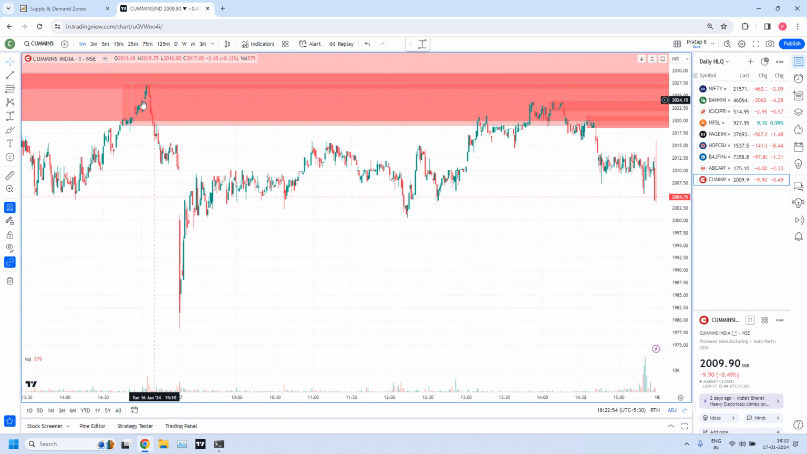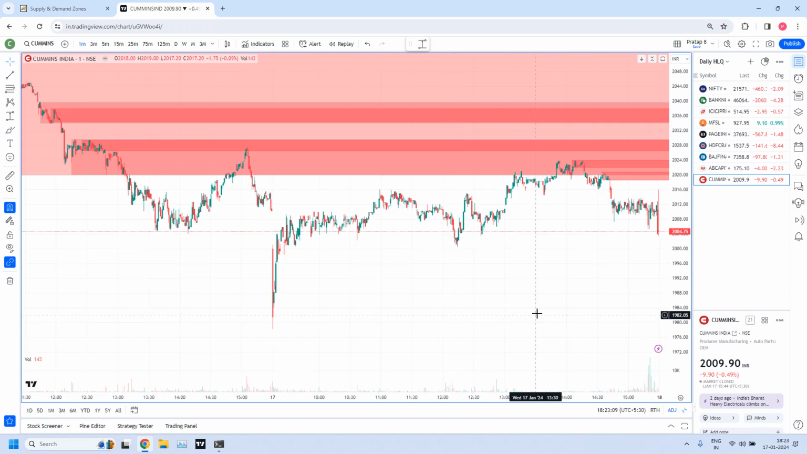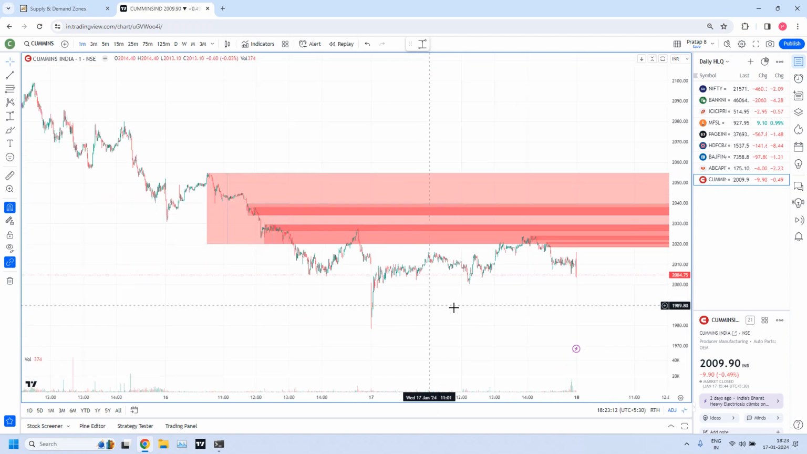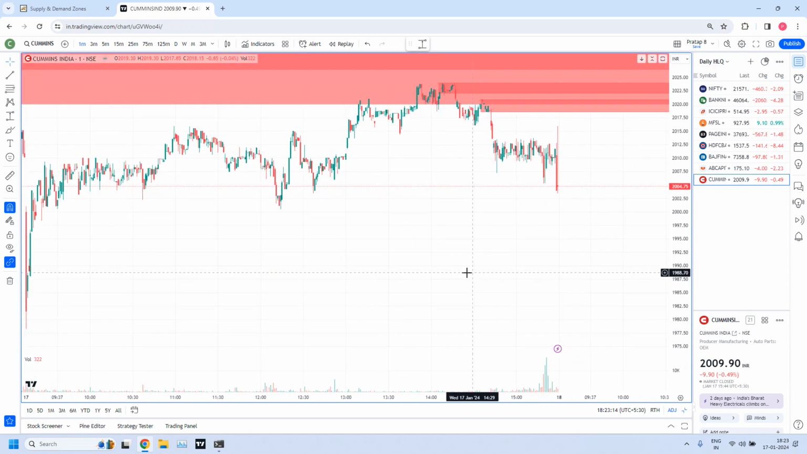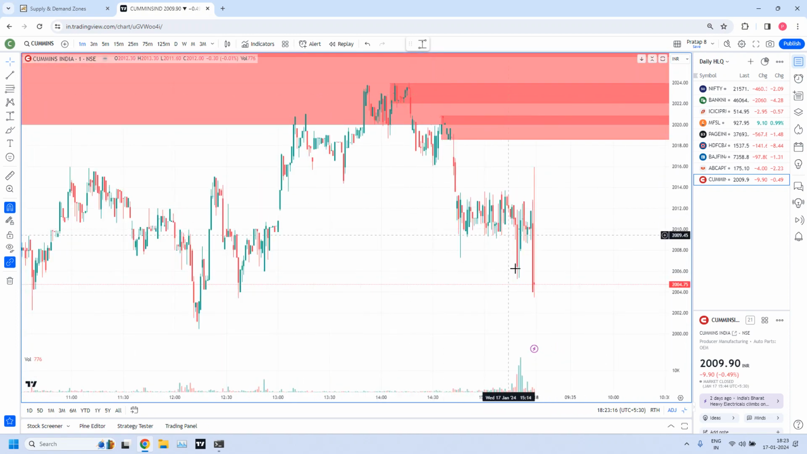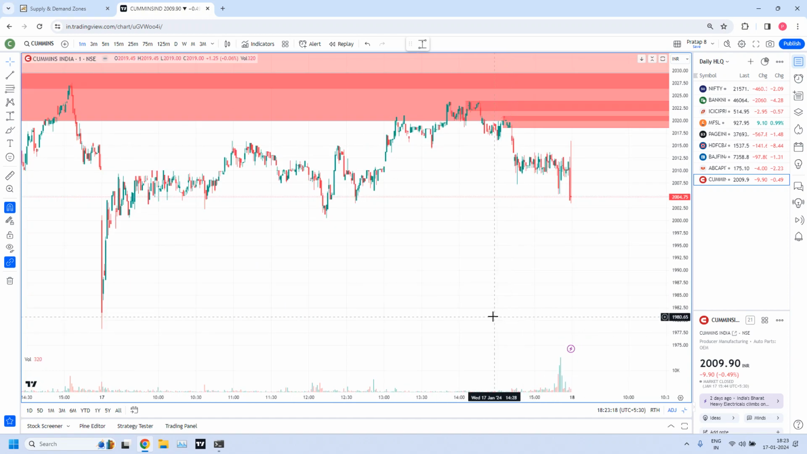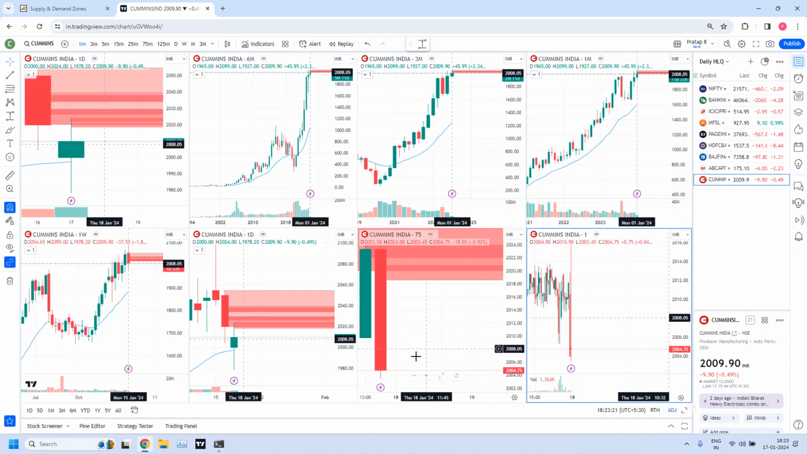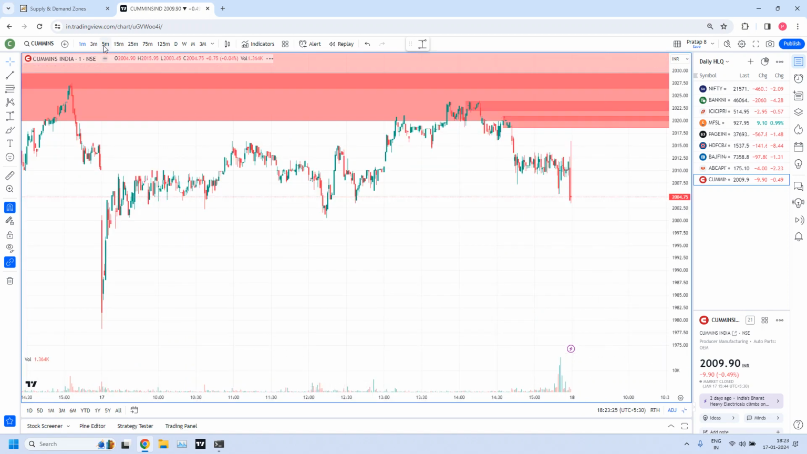See here, first of all, there is no 1 minute zone here. Institutions decided to create a fresh 5-minute zone. That's why prices came, but not because of this. Even if a 1 minute zone is there, we don't know how strong the zone is. So that is the reason why we didn't take any trade in Cummins as per our rules, because we didn't find a fresh zone.